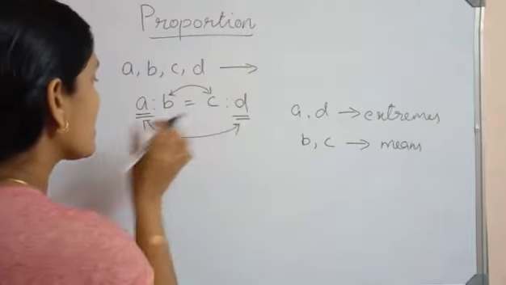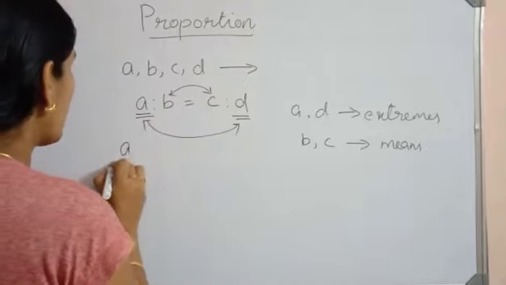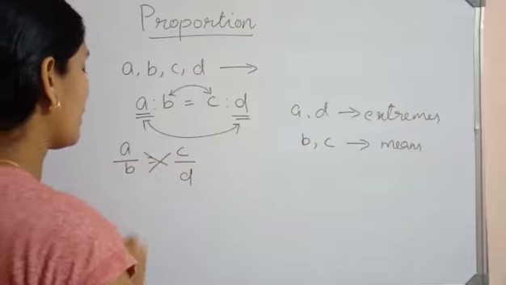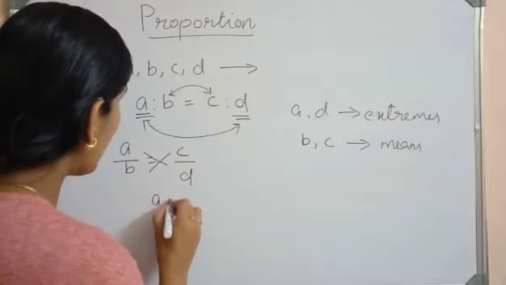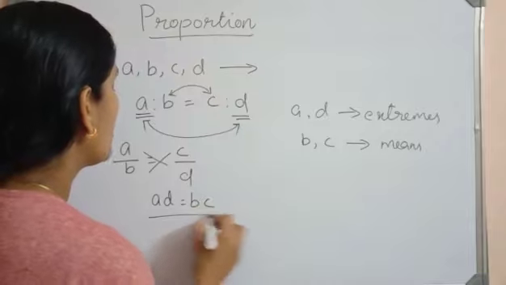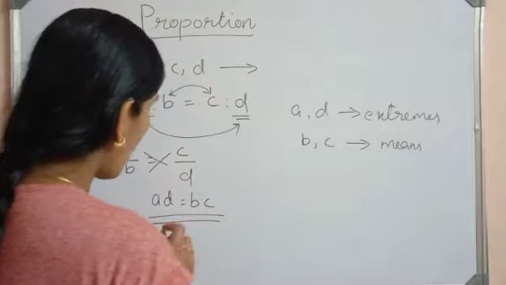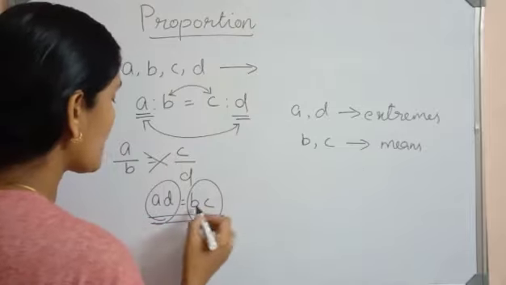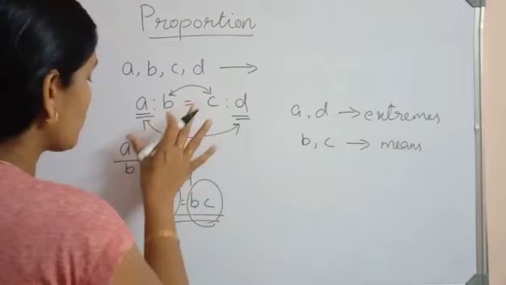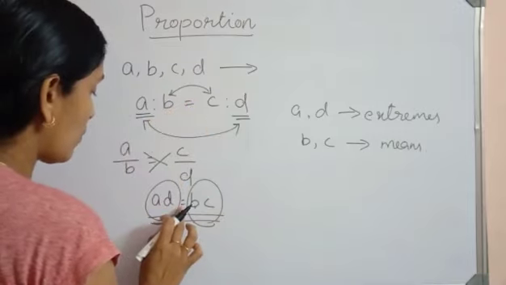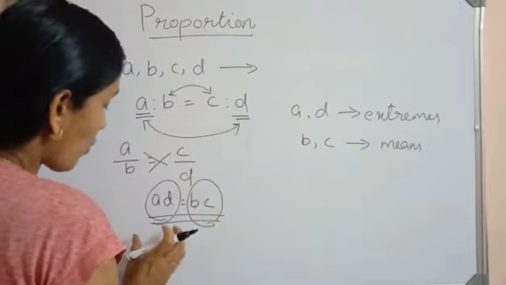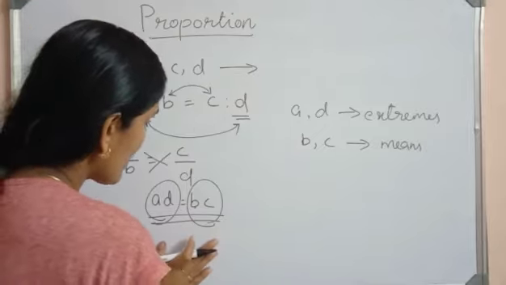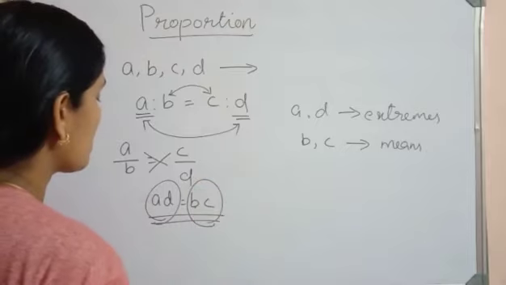Whenever we express this in the fraction form, this will be A by B is equal to C by D. When you cross multiply this, we get a result AD is equal to BC. So we can say that the product of the extremes is equal to the product of the means. A and D are the extremes and B and C are the means. So from this we get a result A into D is equal to B into C. That's an important result we use whenever we solve the sums.